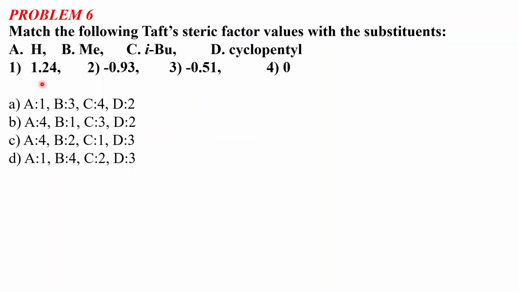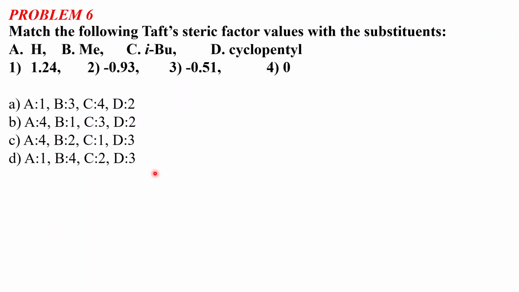And the values are number 1: 1.24, number 2: 0, number 3: minus 0.51, and number 4: minus 0.93. So you have to match the options. Option A: 1, A with 1, B with 3, C with 4, D with 2. Option B: A4, B1, C3, D2. Option C: A4, B2, C1, D3. And option D: A1, B4, C2, D3. Which of the following will be the correct answer?